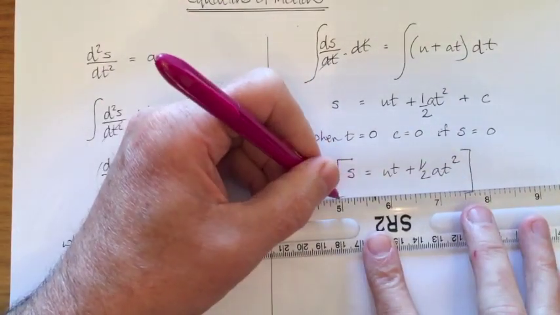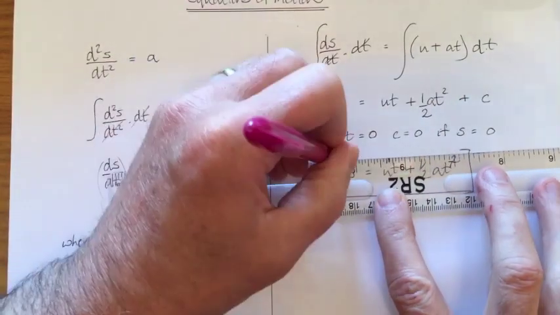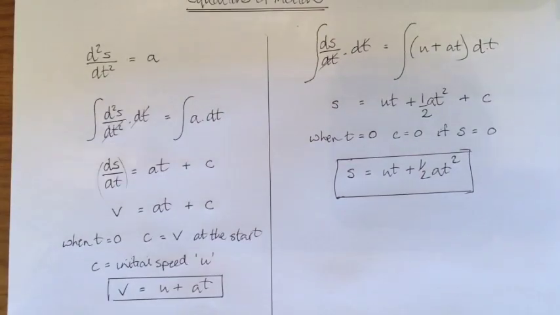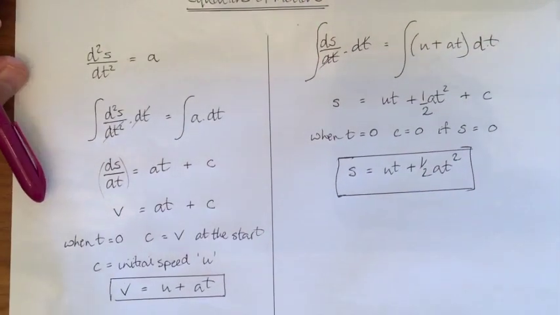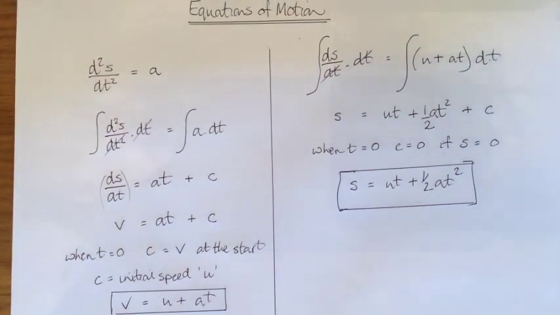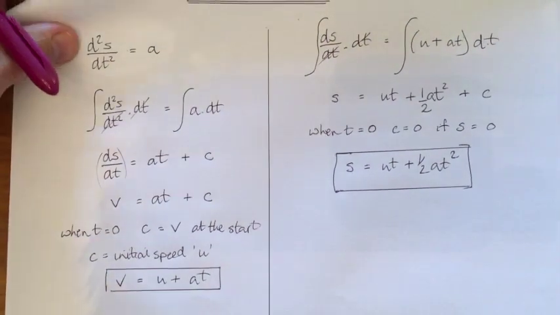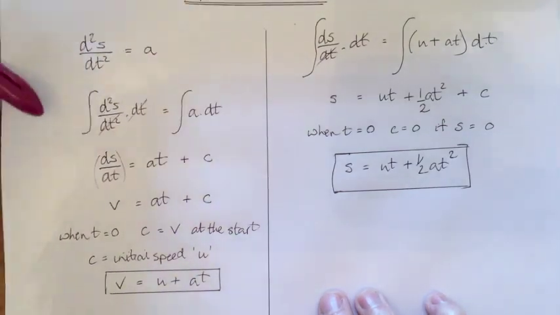That's assuming that s is 0 at the start. That's why the c is 0. So what we've been able to do there is use integration to derive the two equations of motion for velocity and displacement from our initial statement about acceleration. The third equation of motion, if you're wondering how that's derived, we don't use calculus to derive that. That's derived just using algebra.